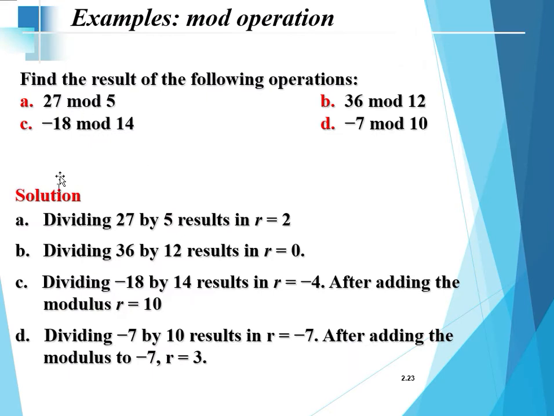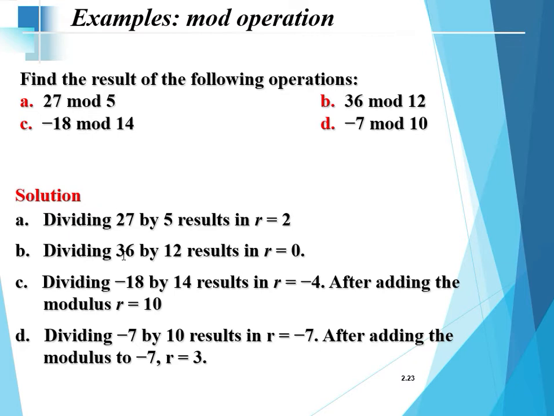Here you will see that in the first example, 23 mod 5 is 2. How does it come? 5 times 5 is 25, and 2 is the remainder. The remainder is the modulo. In the second example, we will see 36 mod 12. The result is r equal to 0, because 12 times 3 is 36, which is equally divided, and the remainder is 0.